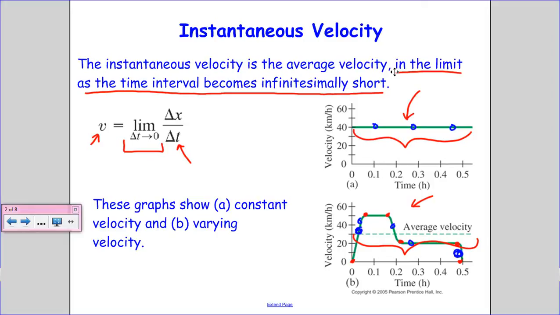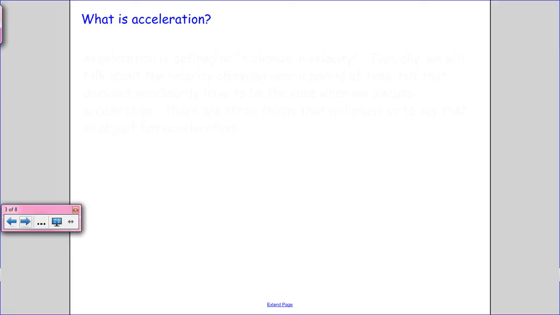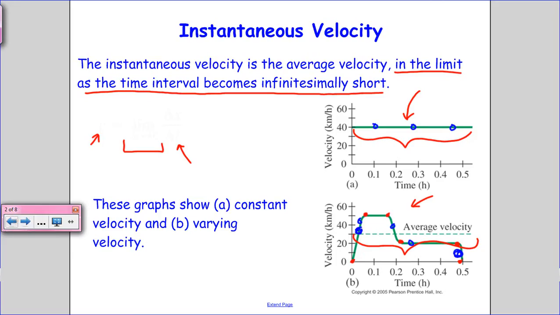So instantaneous is when you take a particular moment in time. An average is when you average the velocity over a time period. So now let's talk about acceleration, because clearly this is not a constant velocity. The velocity is changing, and we need to talk about what that means.